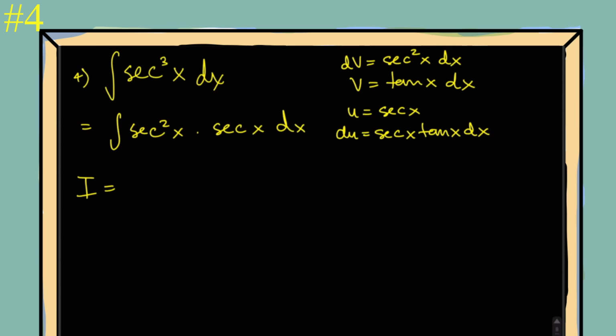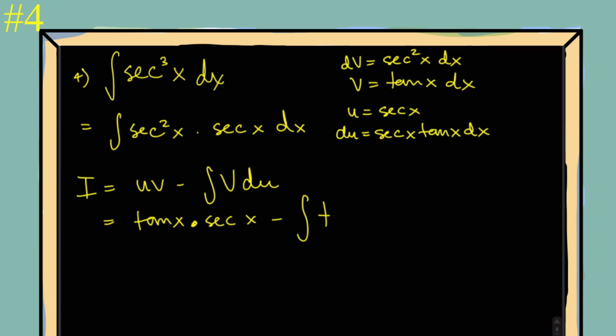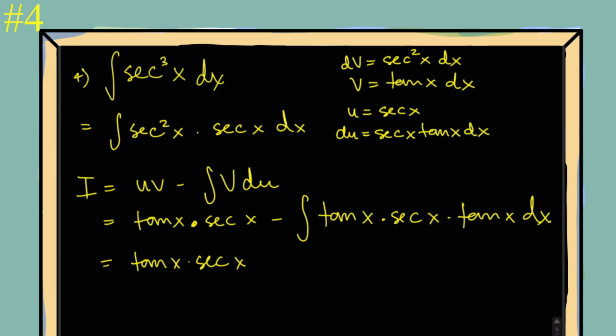So this gives us that the integral is going to be uv minus the integral of v du by the by parts formula. So that'll give us tan x times secant of x, minus the integral of tan x times secant x times tan x dx. We can write this out as tan x times secant x minus the integral of tan squared x times secant x dx.